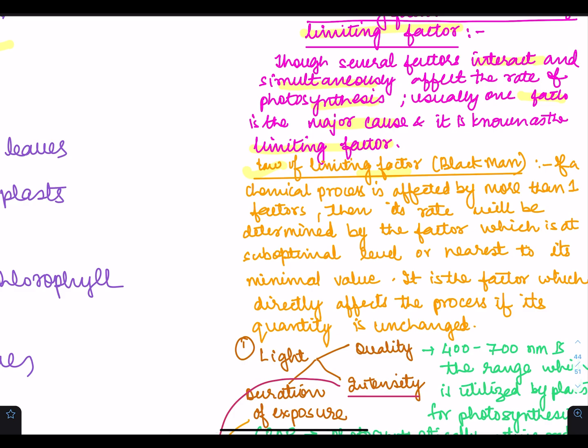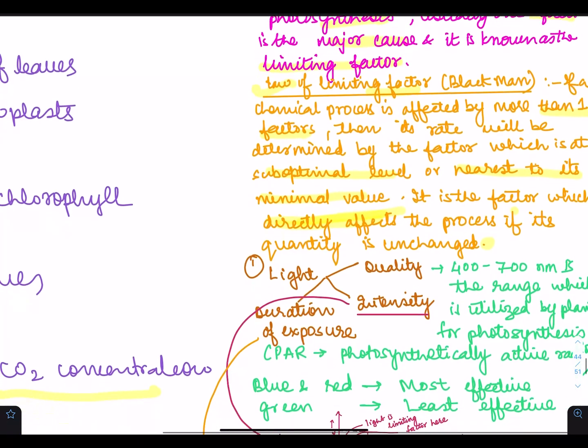If a chemical process is affected by more than one factors, then its rate will be determined by the factor which is at suboptimal level or nearest to its minimal value. This is the factor which directly affects the process if its quantity is changed. So this factor will directly affect the process, but its quantity should be unchanged. This is the law of limiting factor.